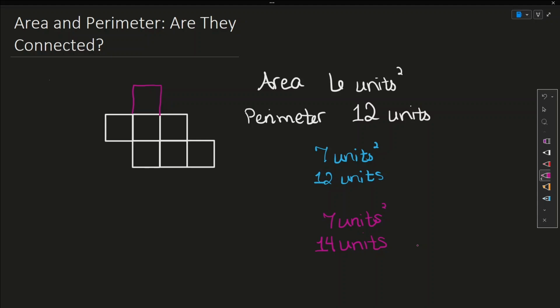2 shapes can have the same areas but different perimeters, as we see with these 2. The same perimeter but different areas, as we see with these 2. Or we could have an increase in area with only a small change in perimeter. This is why we need students to think conceptually, not just rely on intuition.